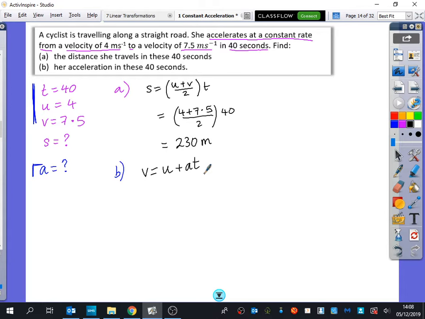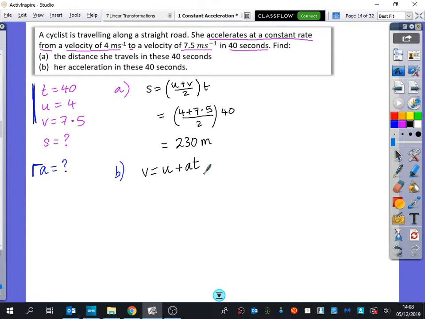I've seen some people who've been taught to rearrange the equation first. I don't recommend doing that. I recommend putting the numbers in and then solving the equation because we're usually better at doing that than we are at rearranging. Yes? Can't we use the formula that was first given before? The A equals V minus U over T.